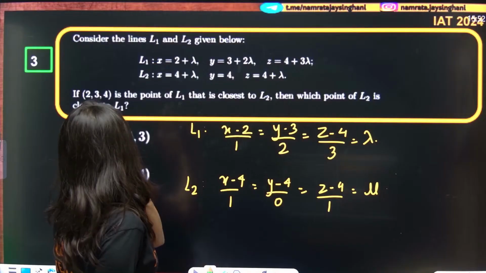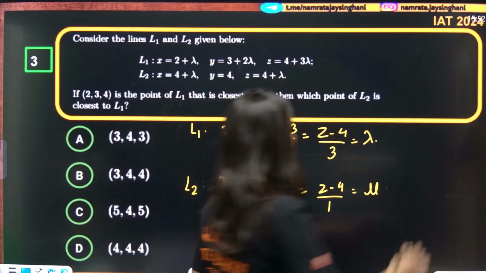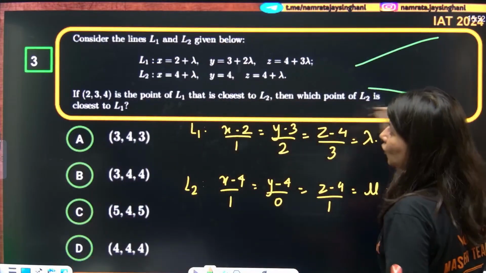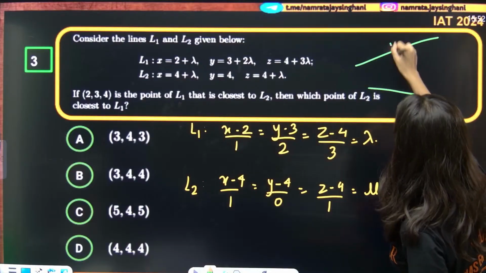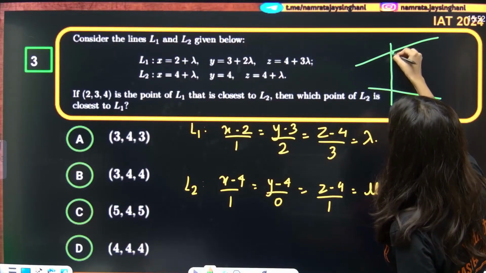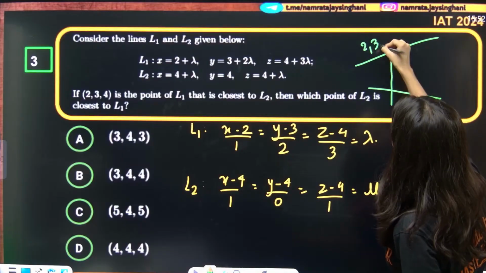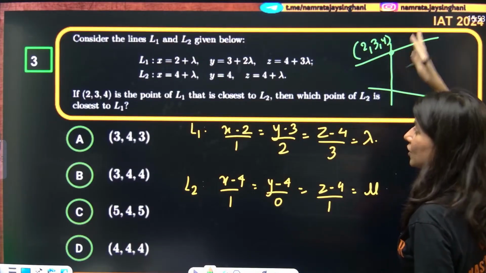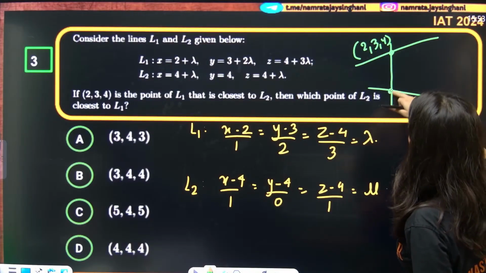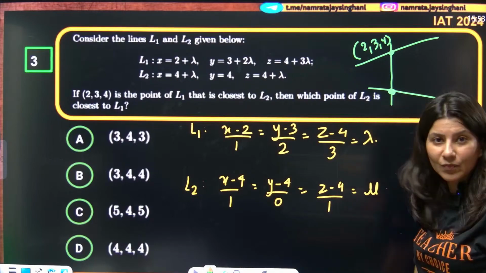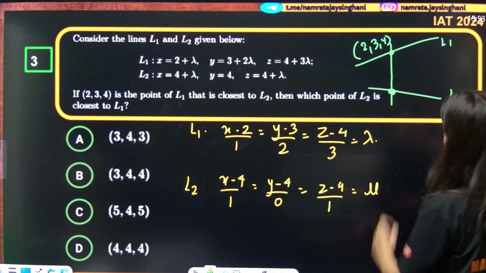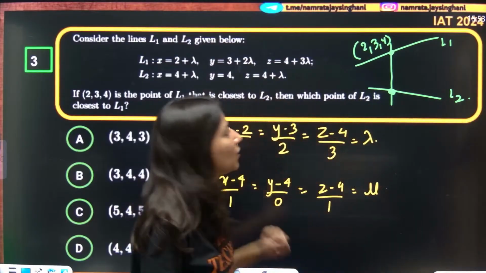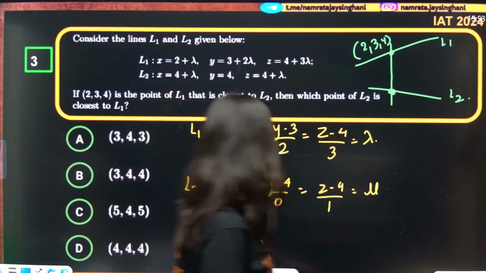Okay. Now (2, 3, 4). So suppose there are two lines. (2, 3, 4) is on the shortest distance between the two lines. Maybe it is lying along this. So now L1 has a point (2, 3, 4) which is closest to L2, and we are looking for this particular point. Okay. Now let us assume this is your L1, this is your L2. Let us assume a point on L2 in terms of mu. Can I do that? Yes.